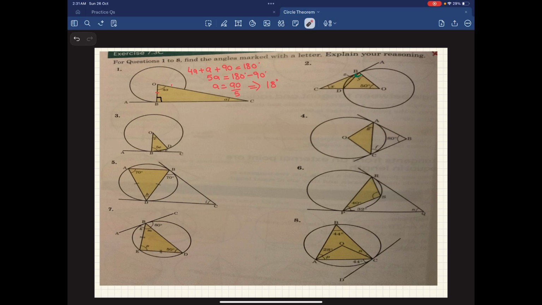So we know angle B is 90. This is 50. So X is going to be, so 90 plus 50 plus X should be 180. X is equal to 180 minus 140. X is 40 degrees. So we have X as 40 degrees. Now, but what about Y and Z?